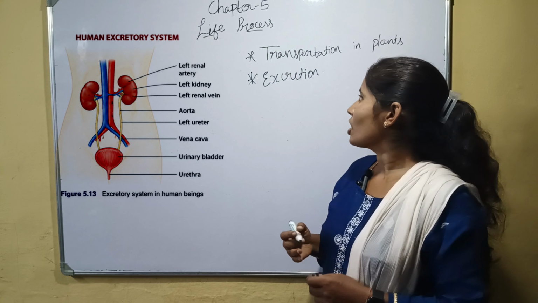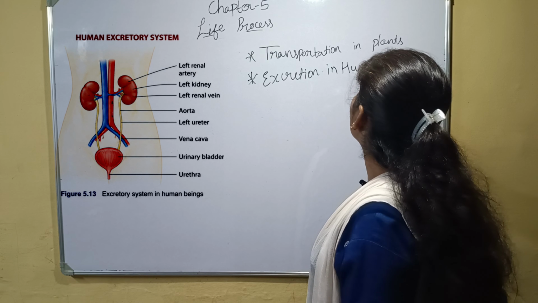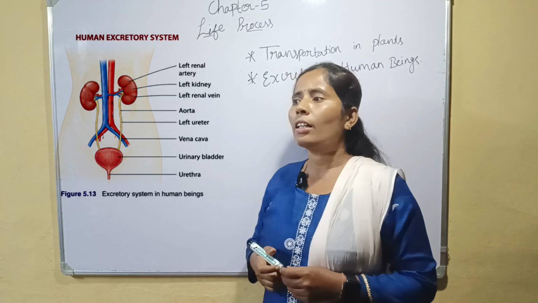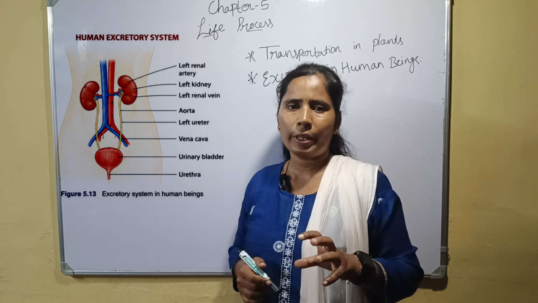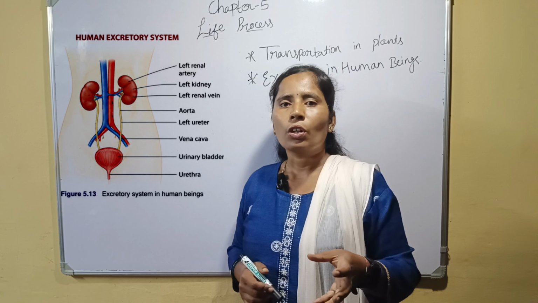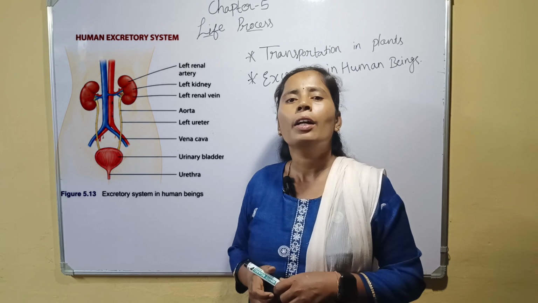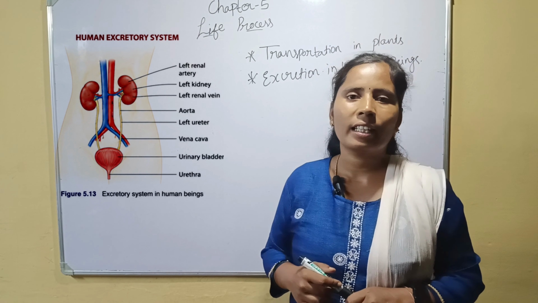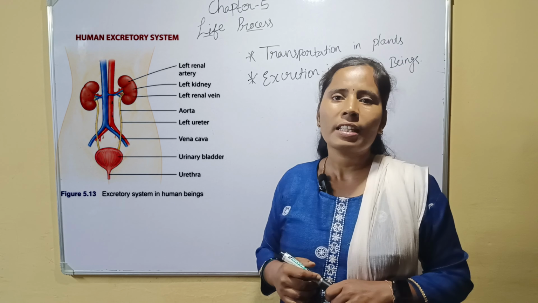The next topic is excretion in human beings. During respiration, carbon dioxide will be thrown out. After digestion, the food will be converted into glucose, amino acids and so on, which will be carried through the blood. This same blood will receive the nitrogenous waste from the cells in different parts of the body. This nitrogenous waste has to be removed. Excretion is the biological process in which nitrogenous waste is removed.